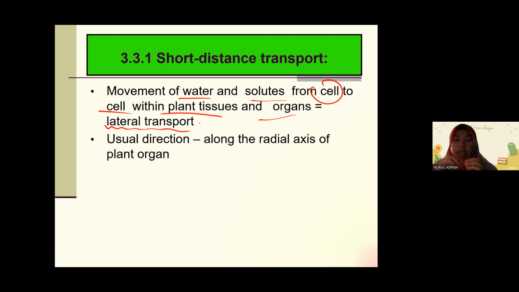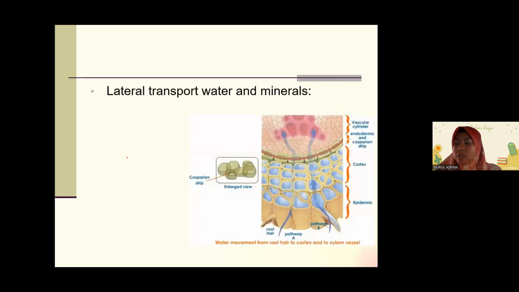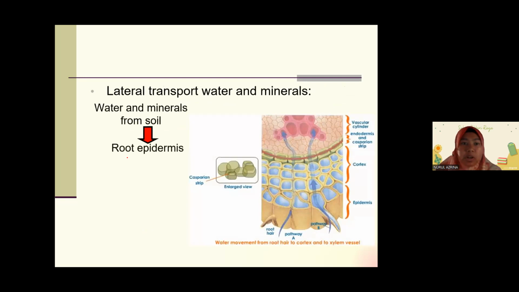So transportation from one cell to another cell, or from one tissue to another tissue, is what we call short distance transport. Usually this kind of short distance transport happens along the radial axis of a plant organ. So lateral transport of water and mineral starts from the soil.